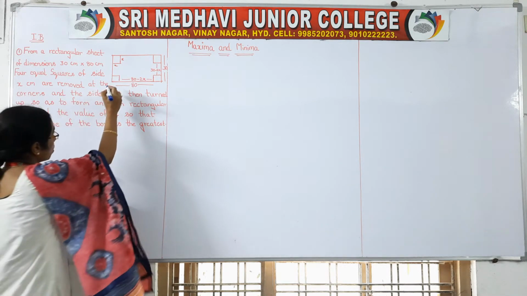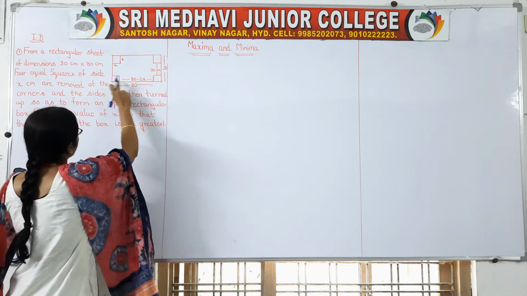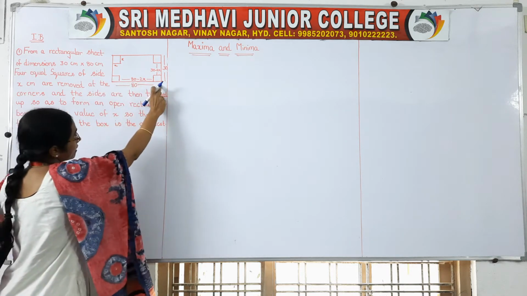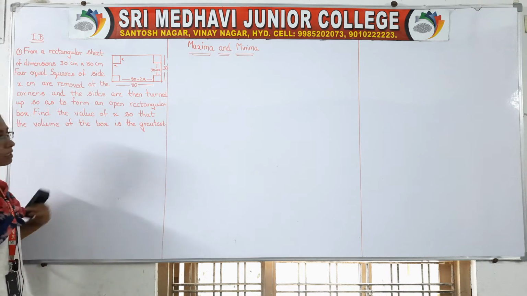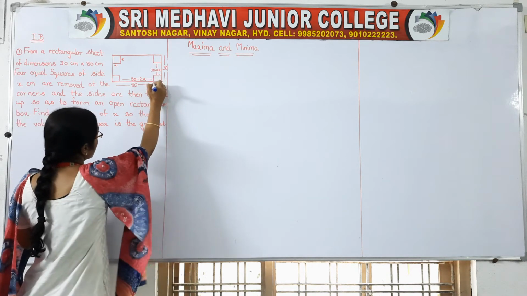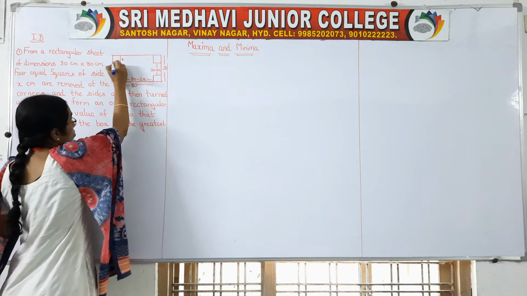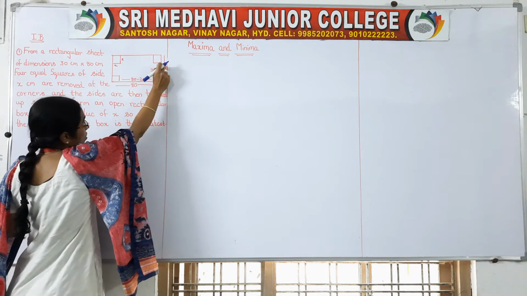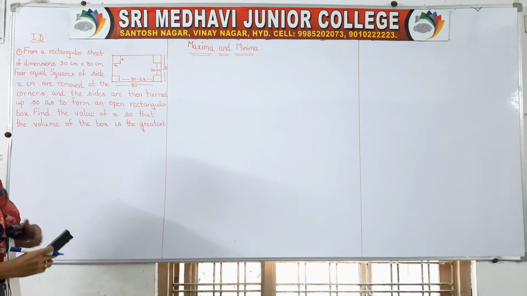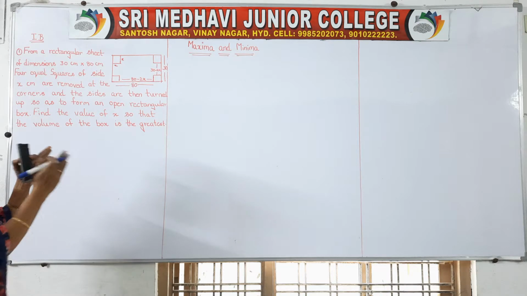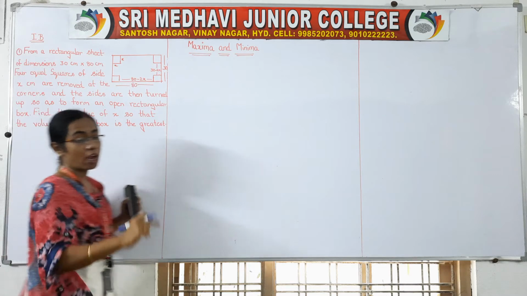Okay, so now if you observe, this is the sheet, right? With the dimensions 80 centimeters and 30 centimeters, length is 80 and breadth is 30 centimeters. From that sheet, in the corners, squares of side x, this is one square of side x, this is one square of side x, they are removed. After removing, just turn up the sides, you will get one rectangular box. That box's volume you have to find.